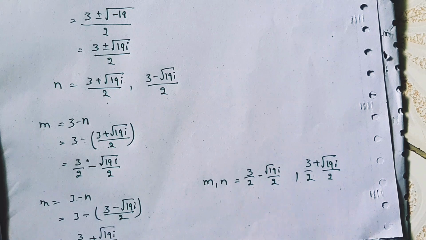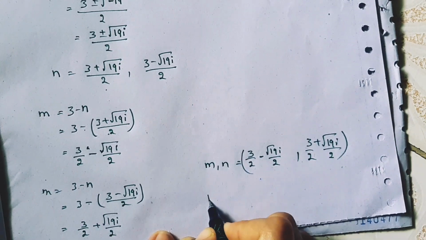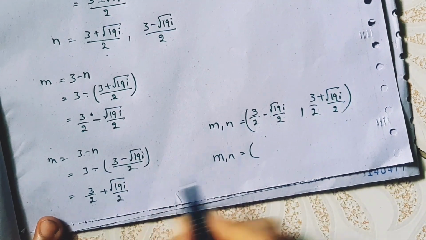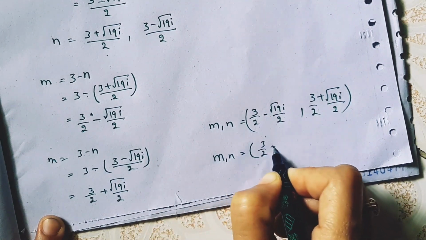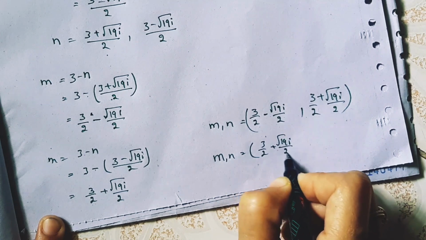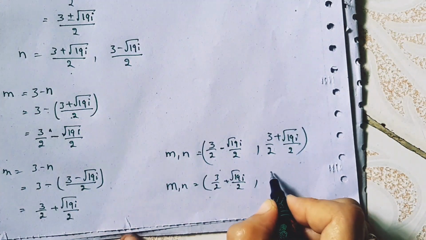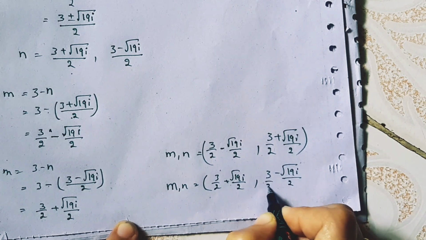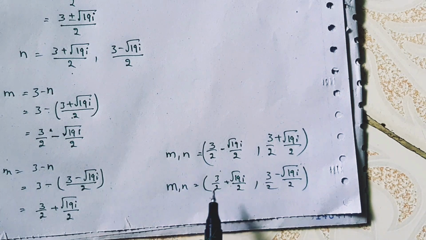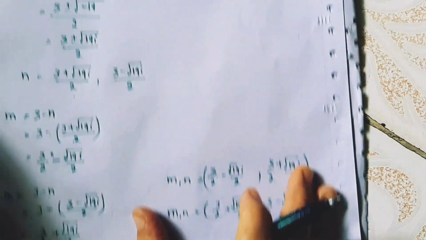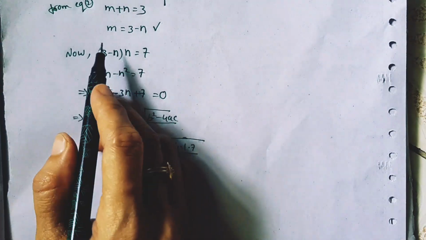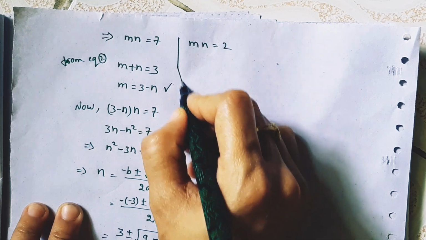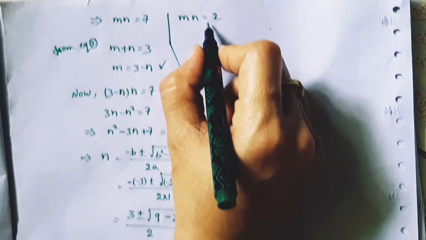Here we can write it like this. This is one term. Then again, the m value is 3/2 plus square root of 19 i by 2, comma, and the n value is 3 minus square root of 19 i by 2. So these are the complex solutions. Now this we find out when mn equals 7. Now we have to find out these values. Okay, mn equals 2.